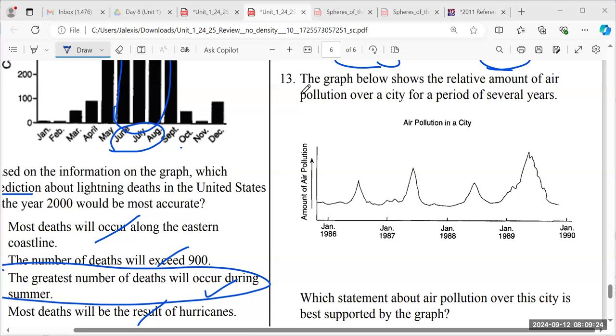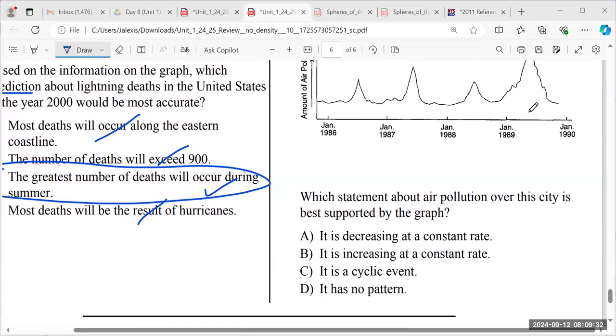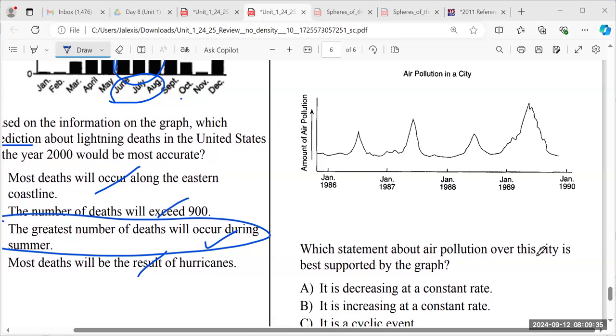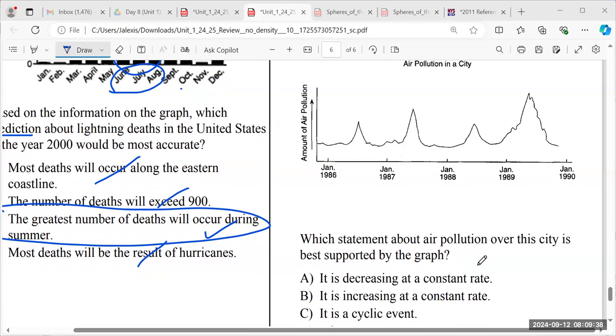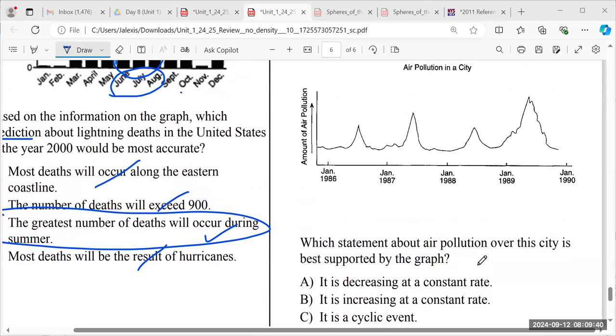Number 13, it says the graph below shows the relative amount of air pollution over a city for a period of several years. All right. Which statement about air pollution over the city is best supported by the graph? Let's look at A. It is decreasing at a constant rate. This is false because if it was decreasing, that means that I would see a line that would continue heading downwards through the entire time, like that. But we see sometimes that the line goes up. So that means that this statement is false.